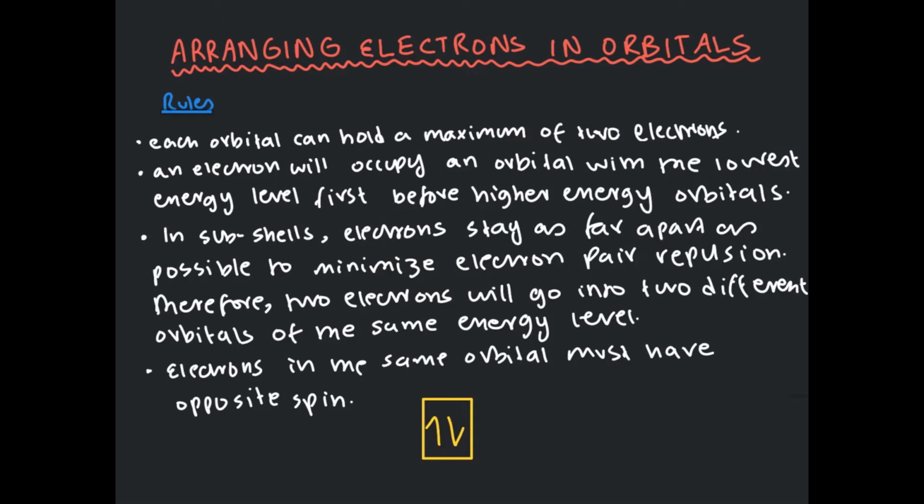Guys, in the previous video we talked about the basics of orbitals and energy levels, and in this video we're going to be talking about how exactly we can arrange electrons in orbitals. So we're going to be looking at the rules for this.